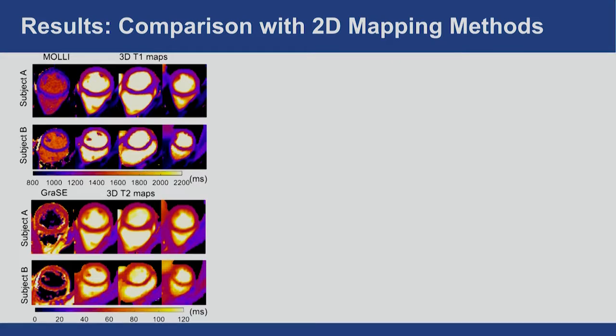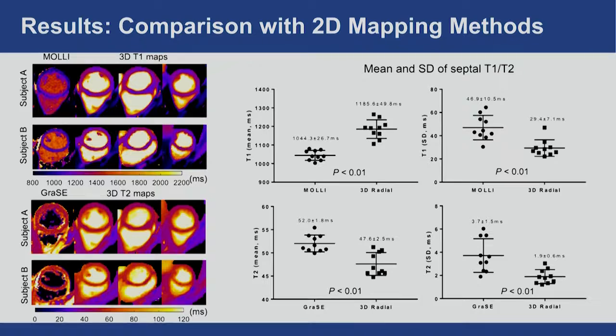Here shows the 3D T1 maps comparison with the 2D MOLLI and the 2D GRASE methods in 2 healthy subjects. And 3 short axis slices were included for the 3D T1 maps. And the mean and standard deviation of the T2 and the T1 values in the septum were measured from the 3D and the 2D methods and are compared here.